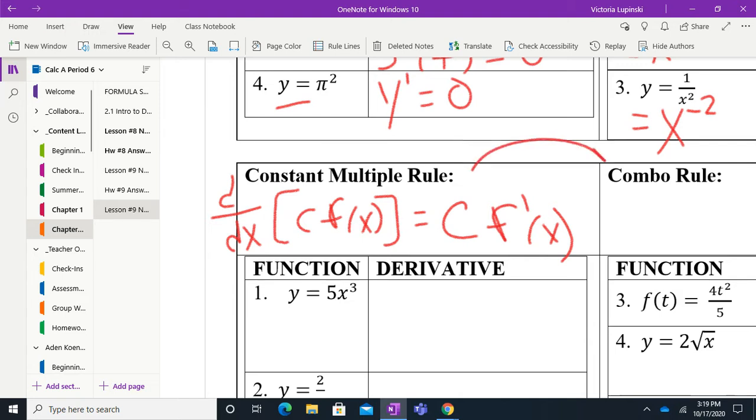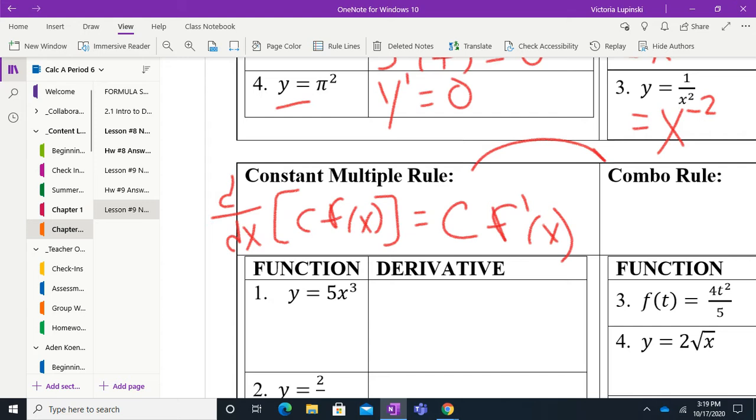Here's the thing, these two rules, the constant multiple rule and the combo rule, kind of go together. So you'll see the examples are 1 through 6 instead of being two separate things. But again, the constant multiple rule says that if there's a constant out front, leave it there and then take the derivative of the function as you normally would.